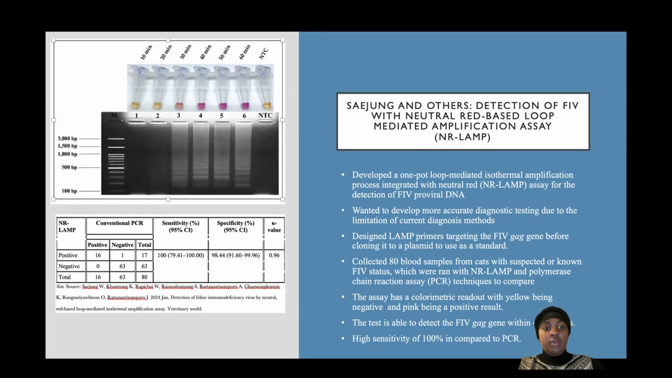the figure at the top here on the left, and the time taken to see that result. The researchers also wanted to validate the test using standard DNA, comparing other feline viruses to confirm specificity, and 80 clinical blood samples taken from cats. When compared to the PCR, the current gold standard molecular method, NR-LAMP showed high sensitivity and specificity, shown in the table in the bottom left corner here.